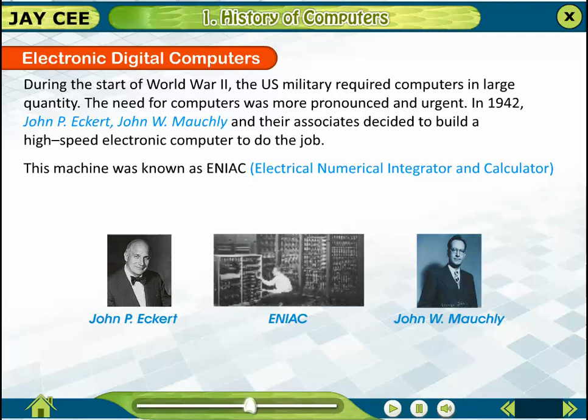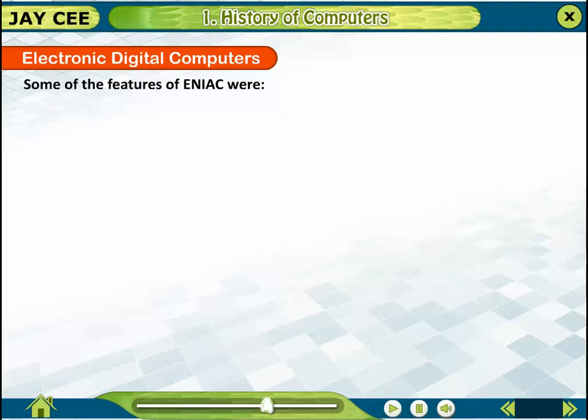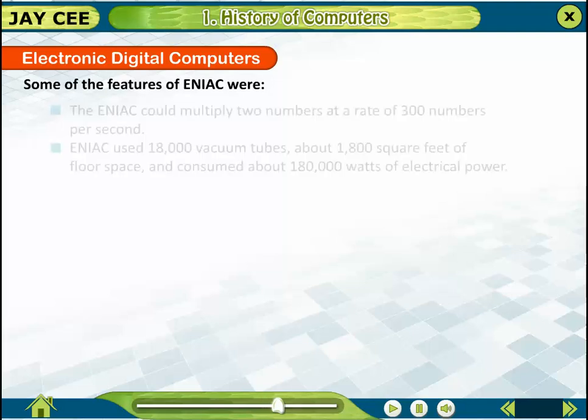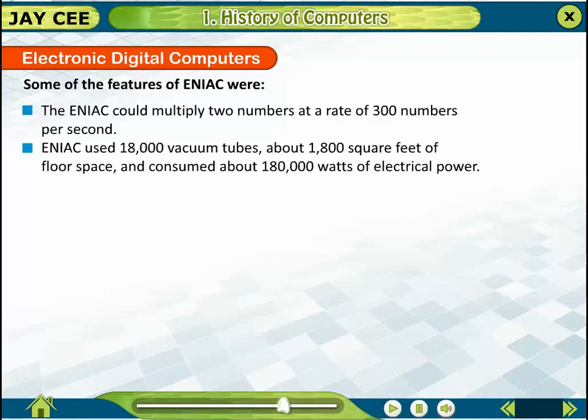John P. Eckert, ENIAC, John W. Moakley. Some of the features of ENIAC were: the ENIAC could multiply two numbers at a rate of 300 numbers per second. ENIAC used 18,000 vacuum tubes, about 1,800 square feet of floor space, and consumed about 1,80,000 watts of electrical power.